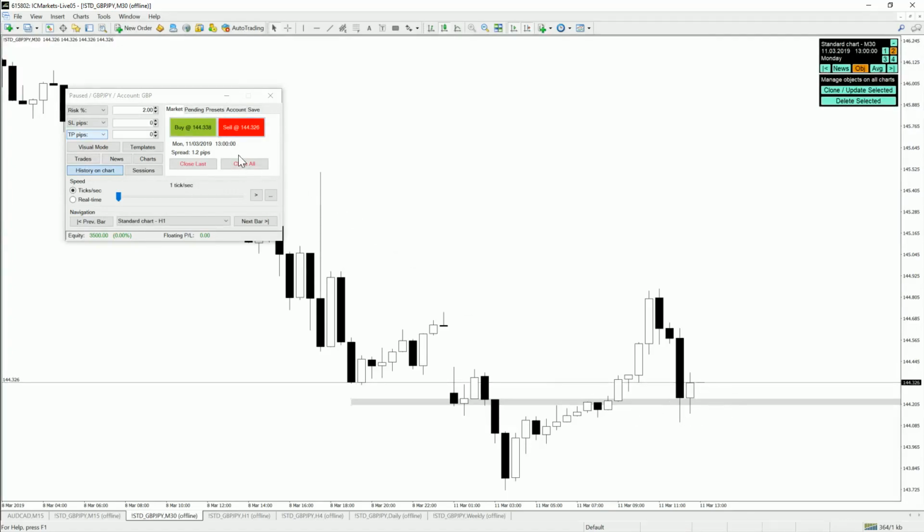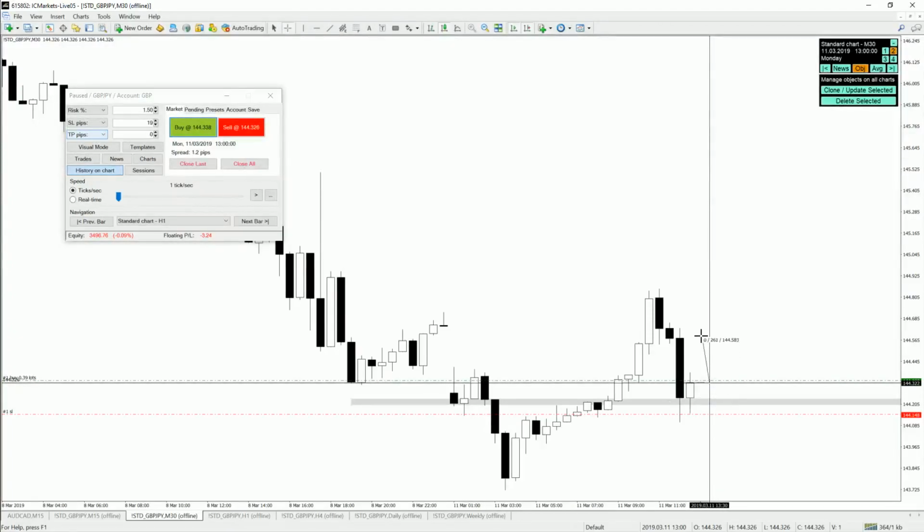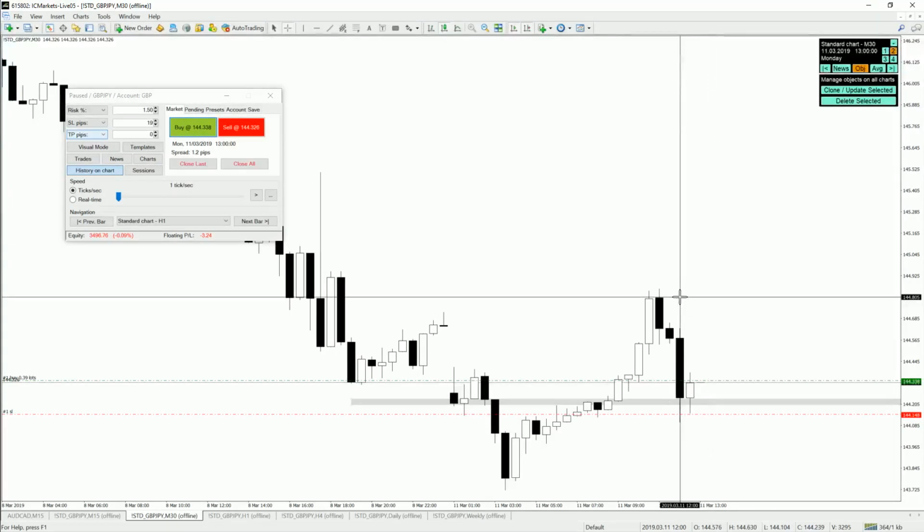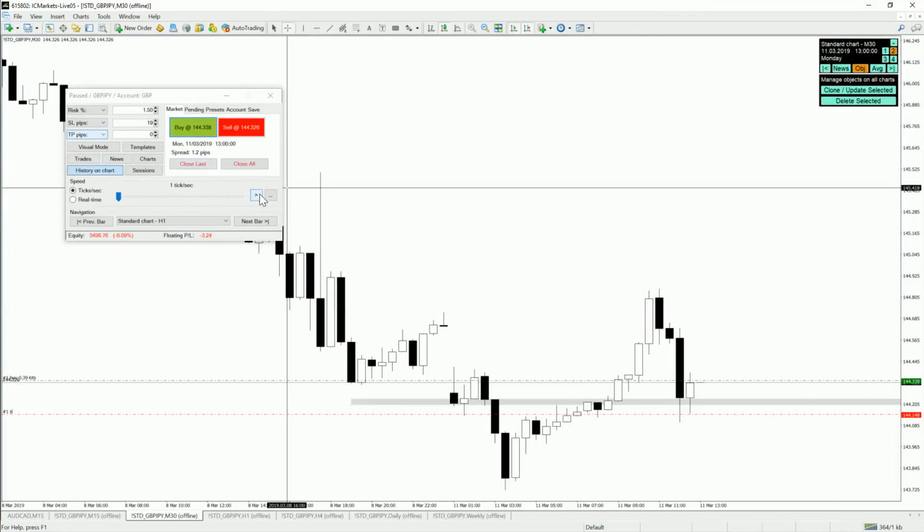So let's do a 16. We're going to risk 1.5%. Stop loss is going to be 19 pips. Perfect. Price should respect this low and continue moving up to retest the high at 144,800. That's the whole idea, so we're going to take this trade. Let's play it. Pretty nervous here. All right, why isn't it playing? Okay, it's playing right now.